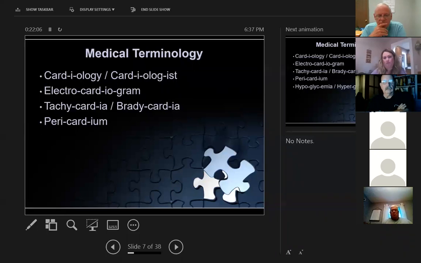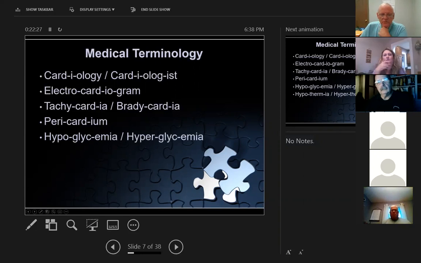Another example would be bones. The root word for bone is ost, O-S-T. And every bone has a slippery covering over it. And that slippery covering is called the periosteum. Periosteum. So that's just another example.